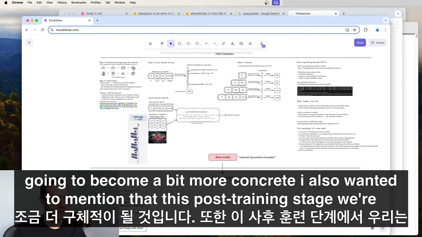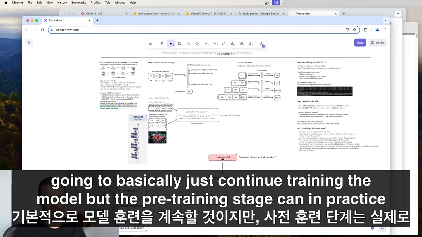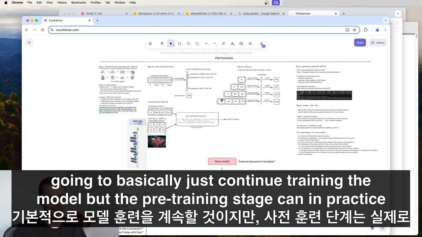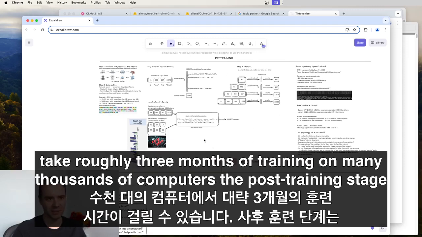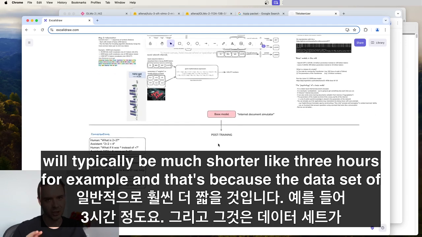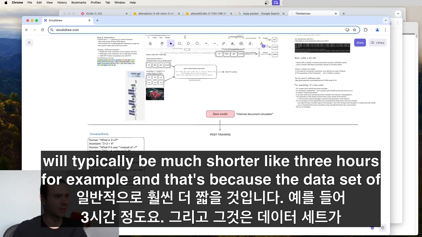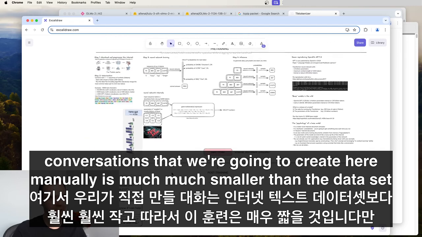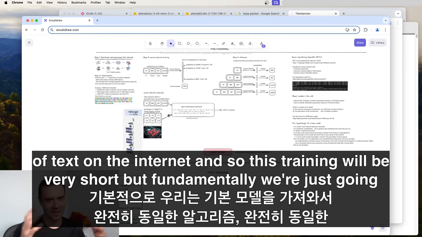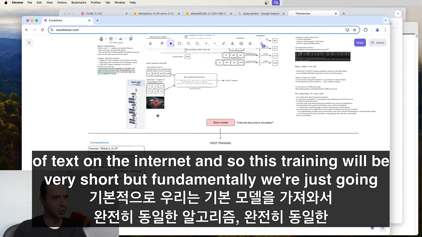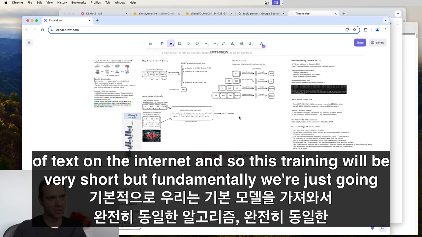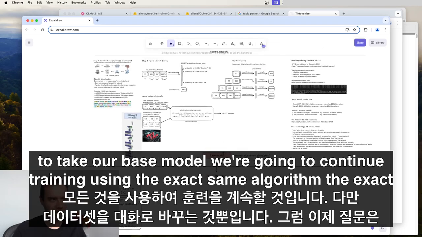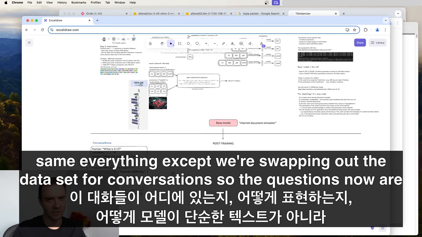I also wanted to mention that for this post-training stage, we're just going to continue training the model, but the pre-training stage can in practice take roughly 3 months of training on many thousands of computers. The post-training stage will typically be much shorter, like 3 hours, for example. That's because the dataset of conversations that we're going to create here manually is much, much smaller than the dataset of text on the internet. So this training will be very short, but fundamentally, we're just going to take our base model and continue training using the exact same algorithm, the exact same everything, except we're swapping out the dataset for conversations.